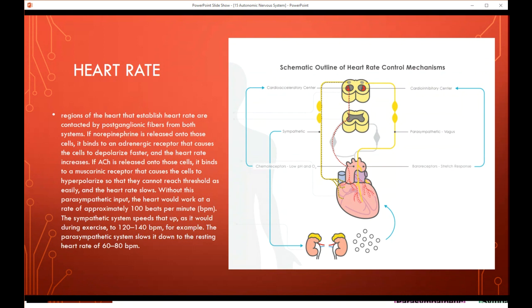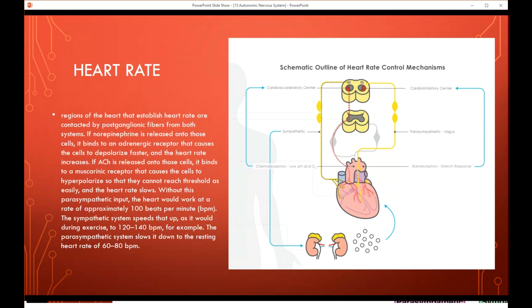Are we depolarizing? If we're depolarizing, we can cause ourselves to depolarize faster, meaning that we get closer to threshold. Or we can cause ourselves to hyperpolarize. Instead of sitting at our resting number of about negative 70, we can actually put us at negative 90. So that means it's going to take us longer to get to that threshold number. Therefore, our heart rate's going to slow.